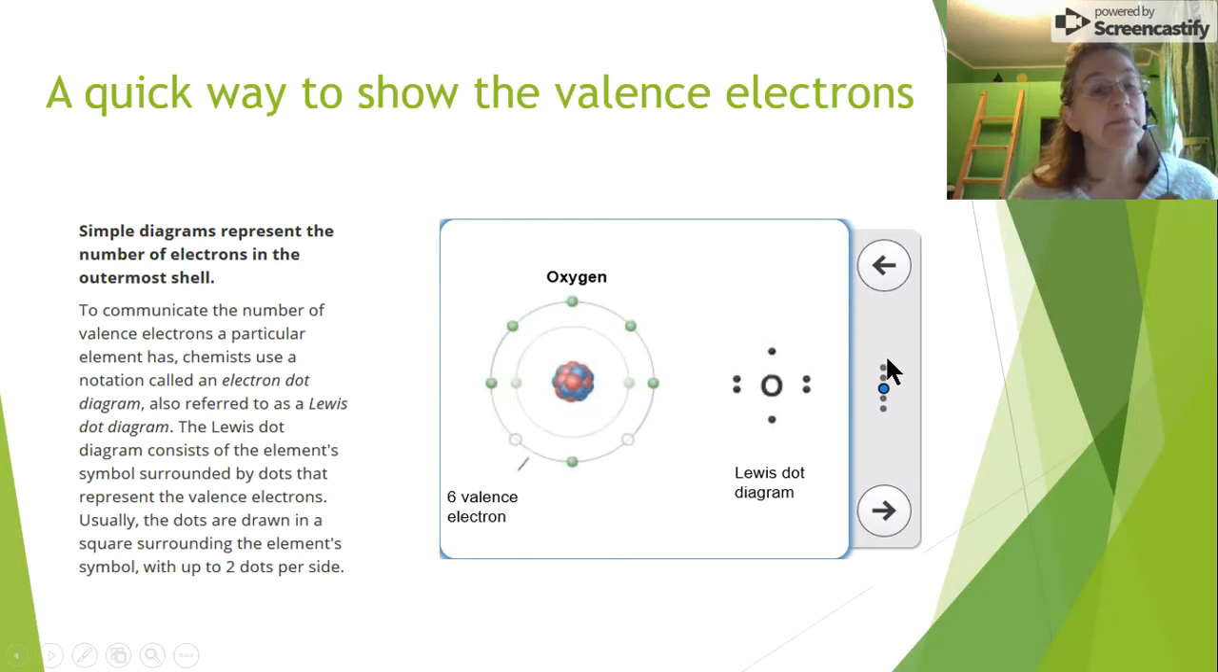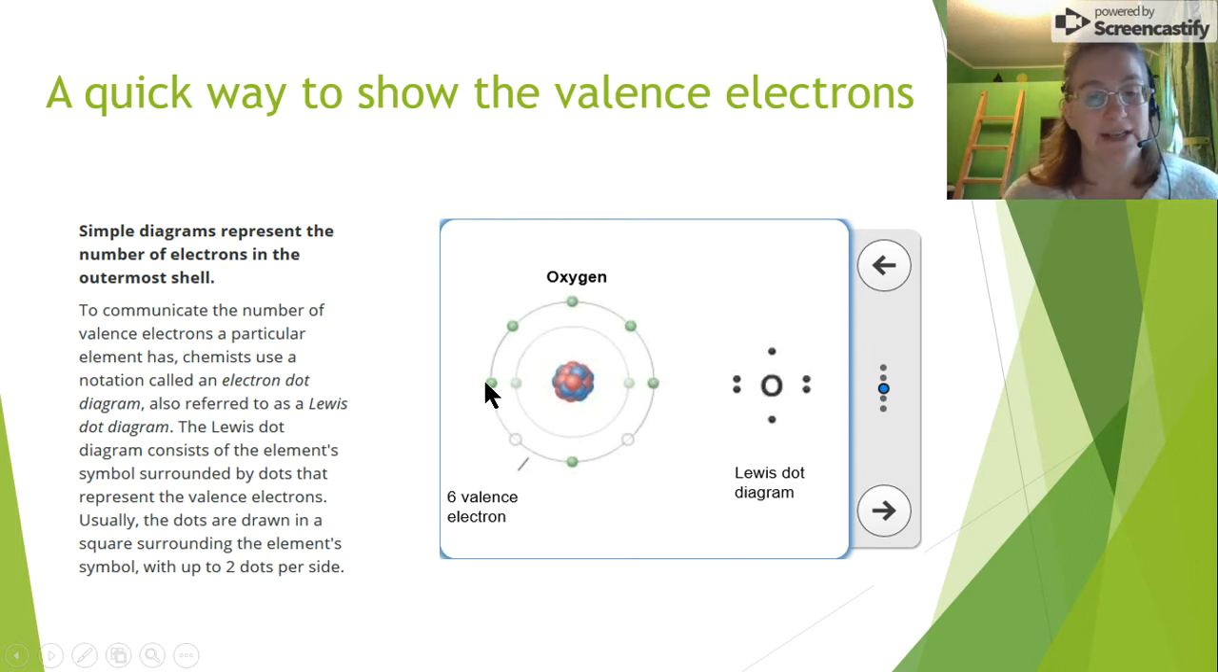Okay, and something we're going to be getting into, you saw in the video that you watched yesterday. If you haven't watched the video yesterday, you need to do that. And it's dealing with these Lewis dot diagrams. They're just a really quick notation, a quick visual way to see how many valence electrons are in a particular atom. And so, for example, we use the chemical symbol, so O for oxygen.